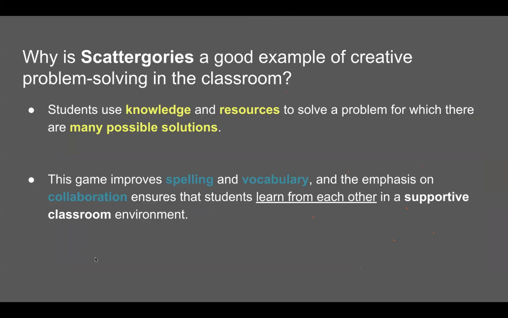Because remember, I mentioned mixed ability classrooms. This is a challenge for teachers in Bhutan. When we're dealing with mixed ability classrooms, how do we do activities? How do we do evaluations? It can be very complicated for us teachers. So activities like Scattergories, they're very inclusive, and it means that everybody can learn.